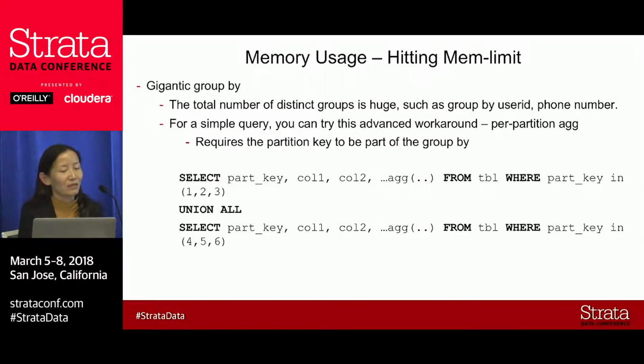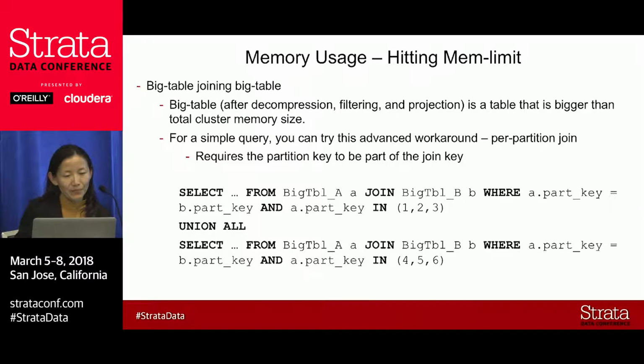work around it is to split the query per partition. If your data is by partition, split the query per partition into multiple smaller queries, and then you union the result together. So this is the only way right now you can work around a gigantic group by.